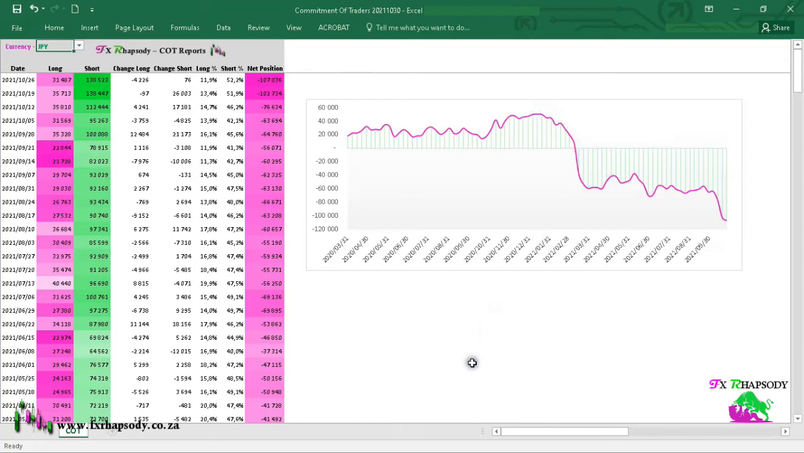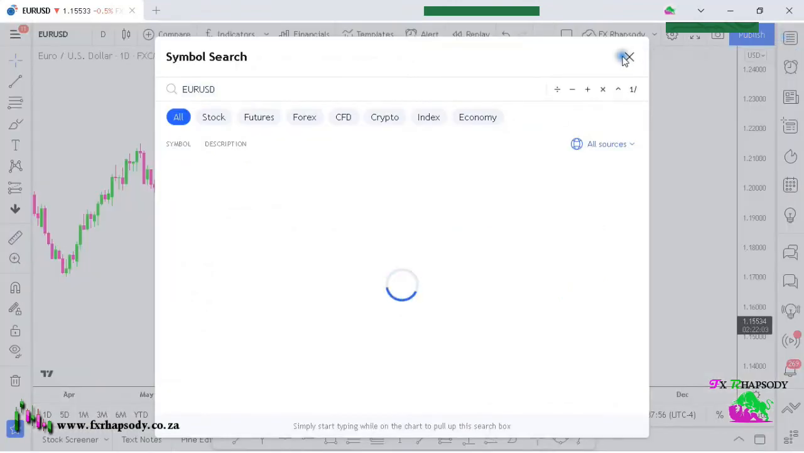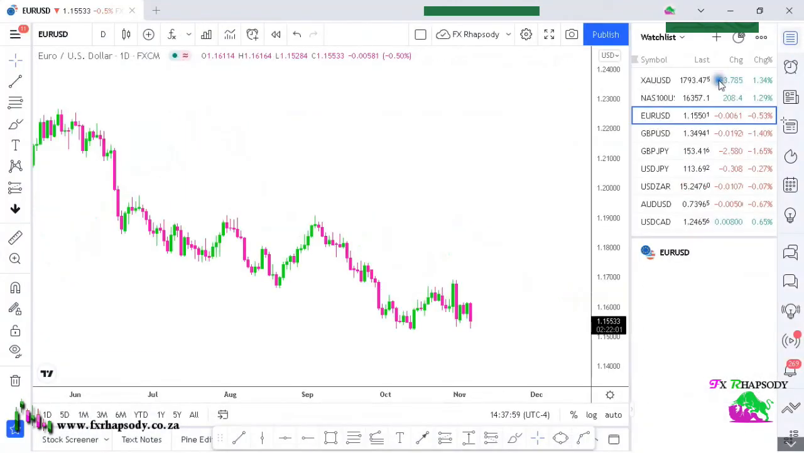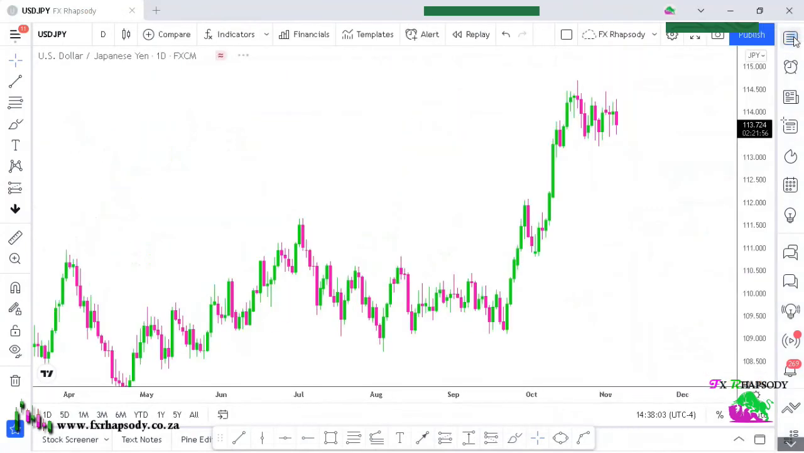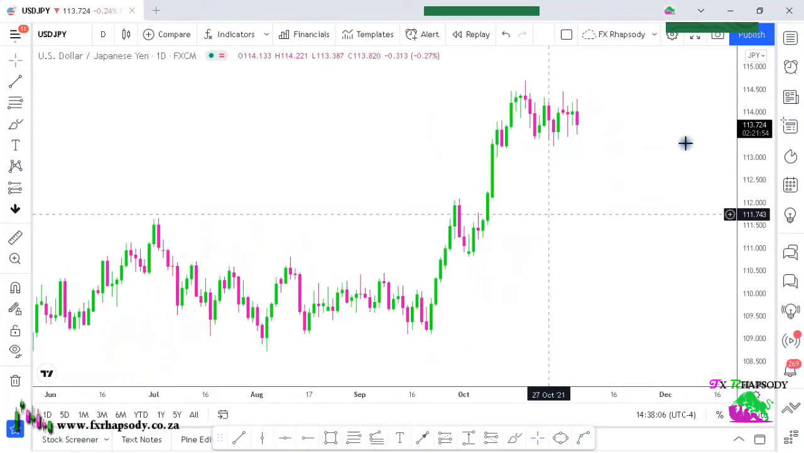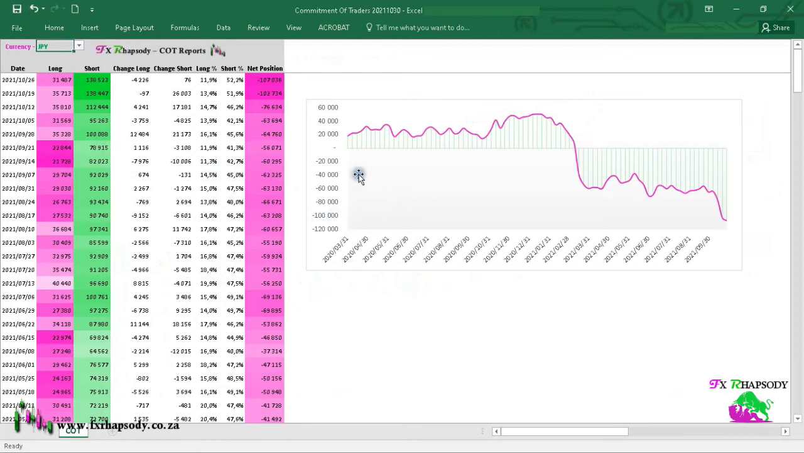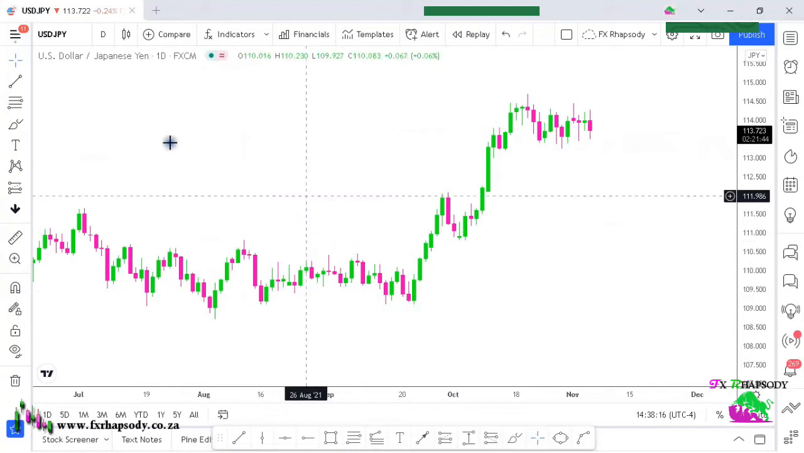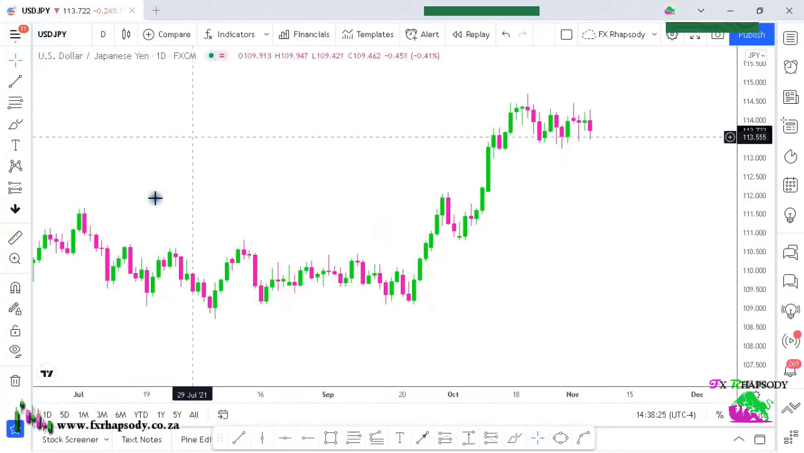Now, you cannot go to your chart. Let's go to the dollar yen. You cannot look at your COT report and see, okay, price is falling, so obviously this must fall. No, because you must remember that you're comparing the US dollar with the Japanese yen, not the Japanese yen to the US dollar. So the Japanese yen is not the first currency.